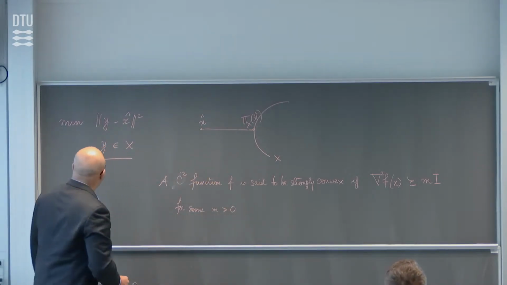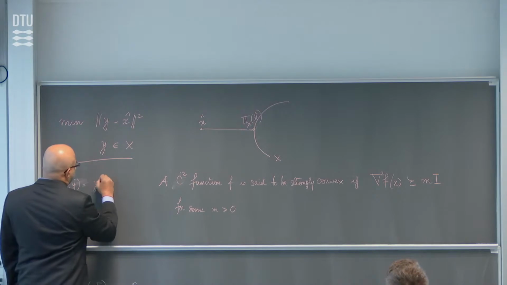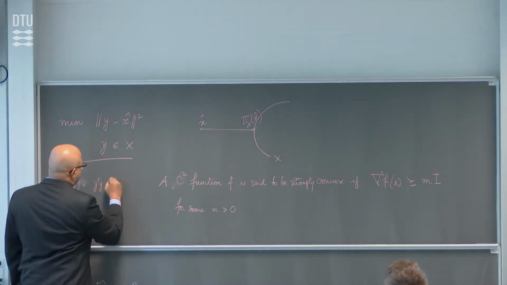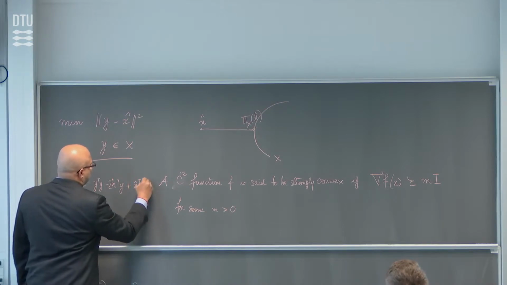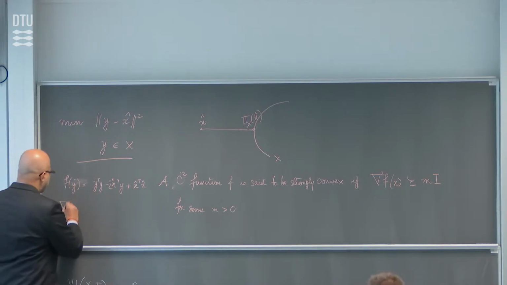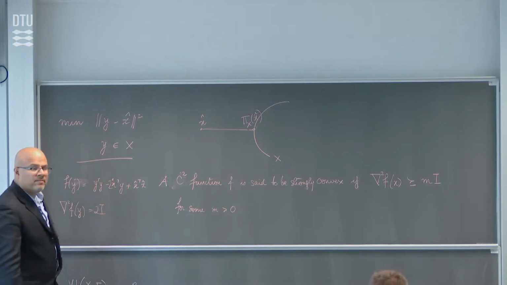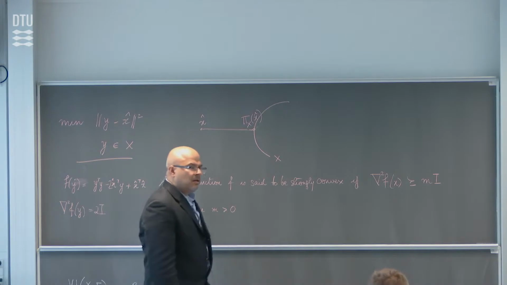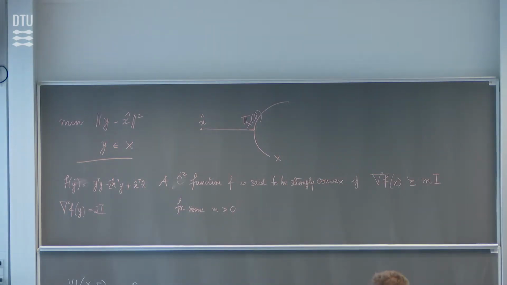Okay. So now, if you look at this problem, what is the function in y? It's y transpose y minus twice x hat transpose y plus x hat transpose x hat. Now, if you differentiate it twice, what do you get? You get twice the identity. So this problem always provides you with a unique solution.